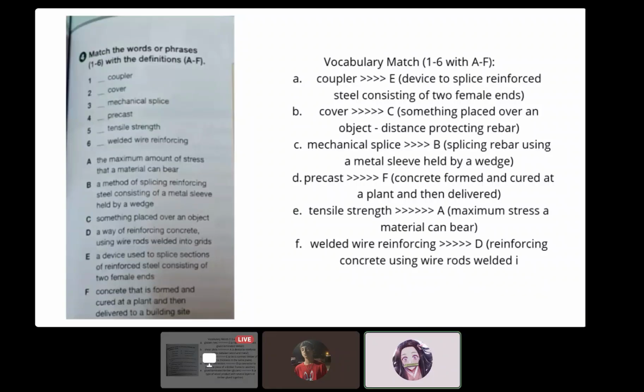Fourth one is precast, that one is letter F, concrete formed and cured at a plant and then delivered. Fifth is tensile strength, letter A, the maximum stress a material can bear. Sixth one is welded wire reinforcing, letter D, reinforcing concrete using welded wire rods.